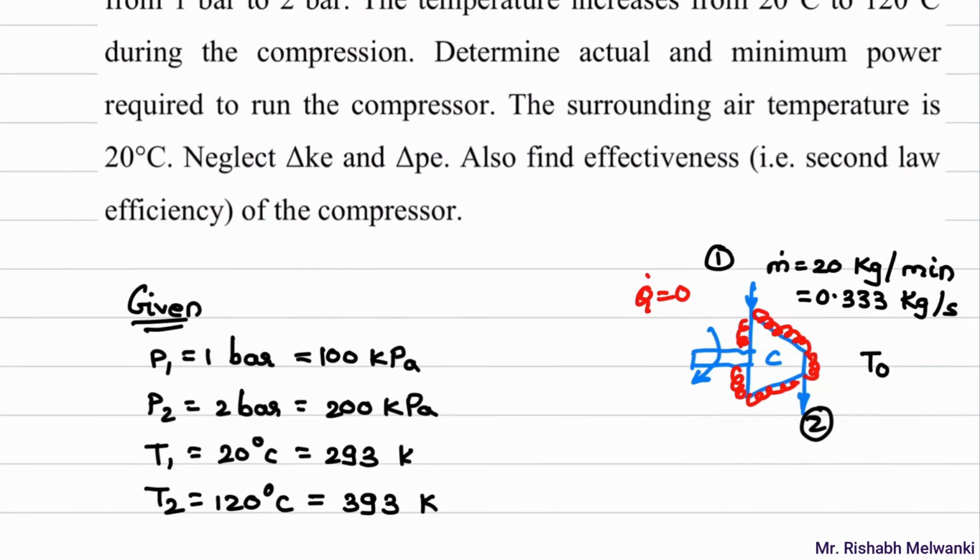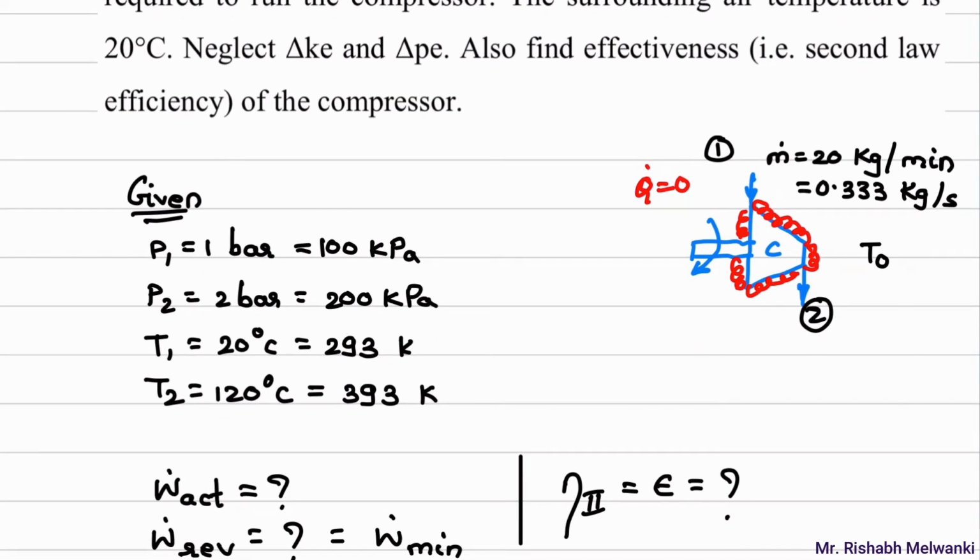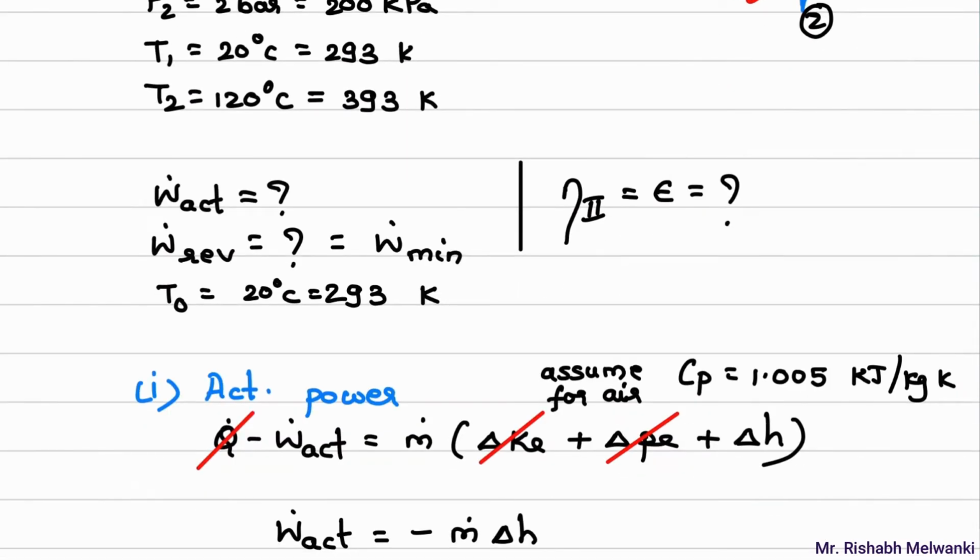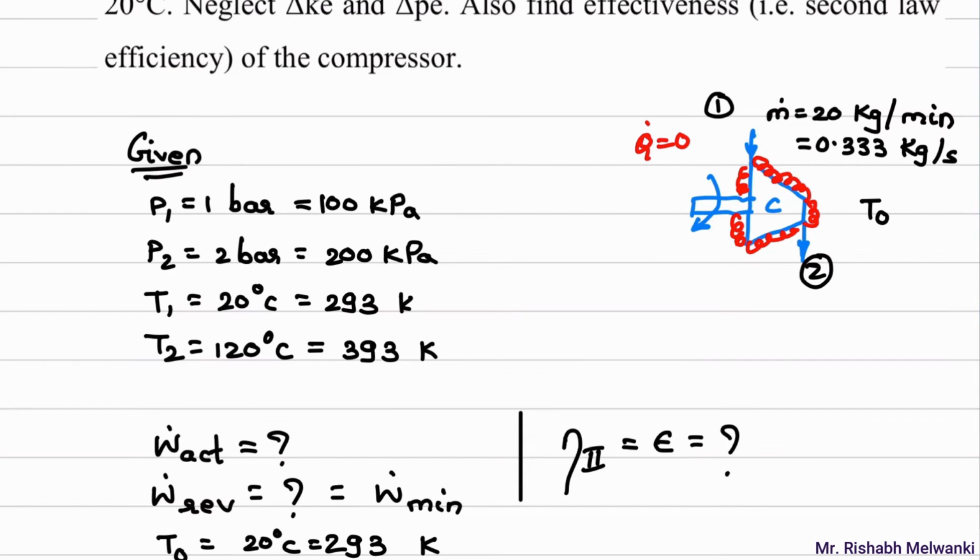Now here observe, what is the T1 temperature? 20 degrees Celsius. What is T2 temperature? 120 degrees Celsius. So temperature is increasing. And atmospheric temperature is also what? 20 degrees Celsius only. So basically I can say this T1 temperature and T0 temperature are the same, and that is obviously because whatever air is there in the surrounding, the same air is going inside the compressor. So point 1 temperature is the same value as T0 as per this question.